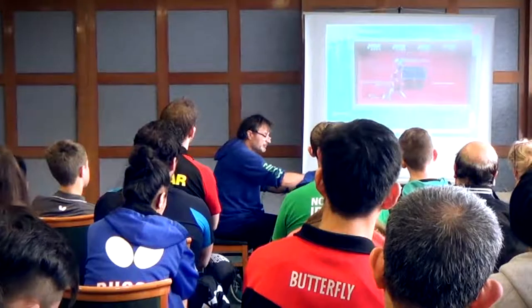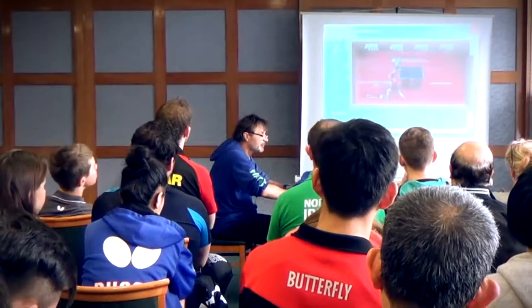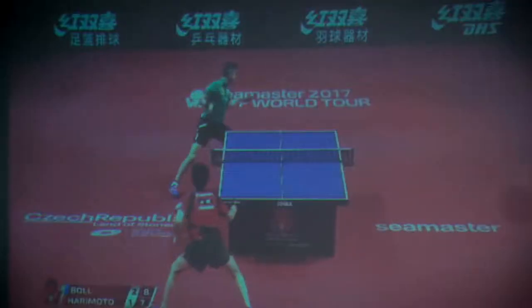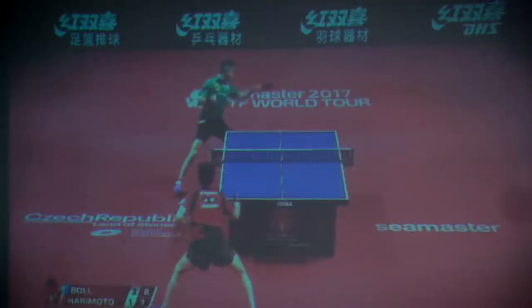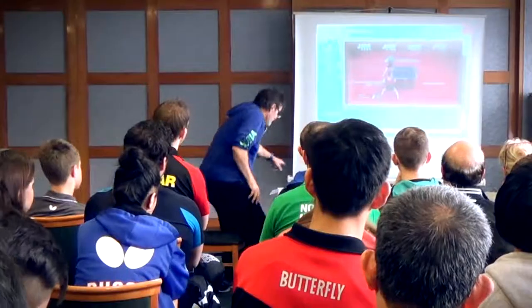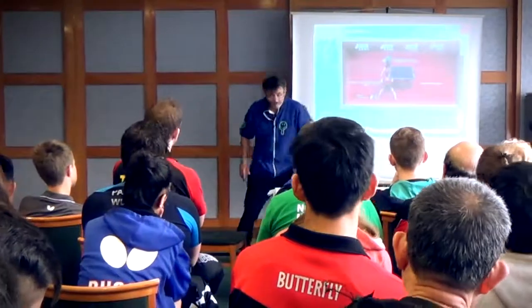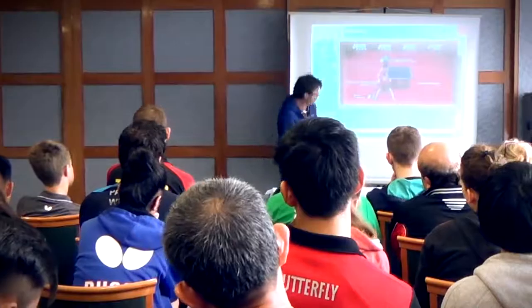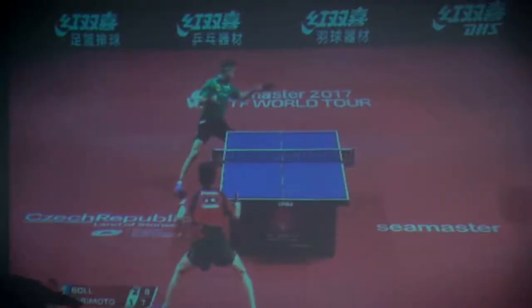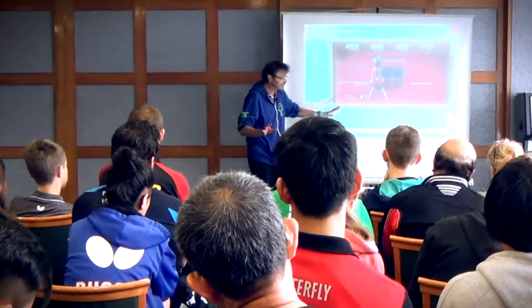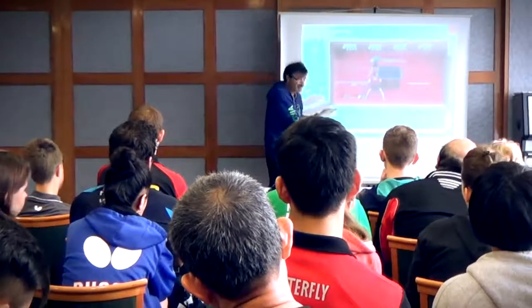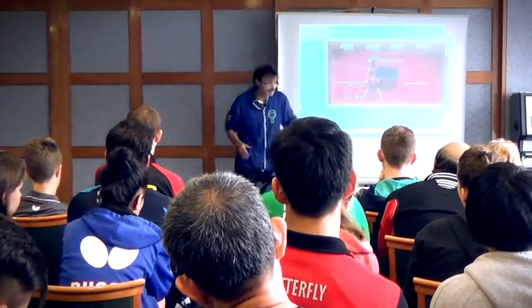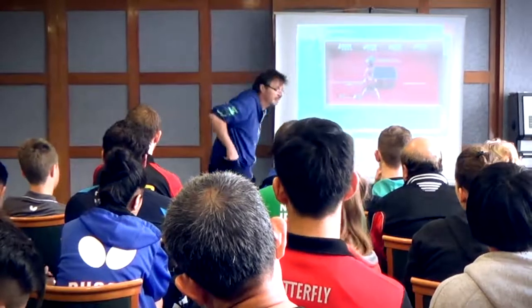Look at now what Harimoto is making. Before Timo touched the ball, he put the legs in a good situation. Now, Timo touched the ball in this moment. He is coming out from this really bad situation. Now, this situation is good. This position is really good. So he went out from a really bad position. It's really nice.